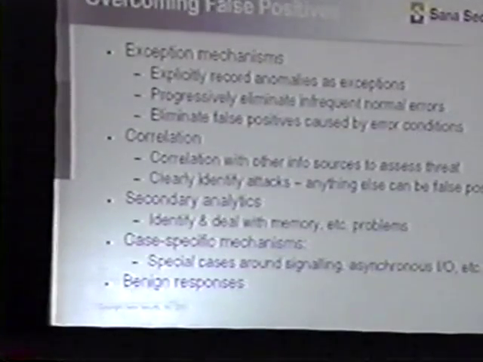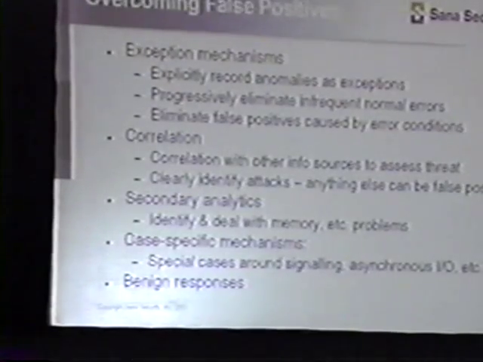Another way you can do it is correlation. So you can look at information from potentially other detection systems, other security systems, and try and understand when you're both detecting something unusual, and if that's clearly a threat, then you know the rest are false alarms.